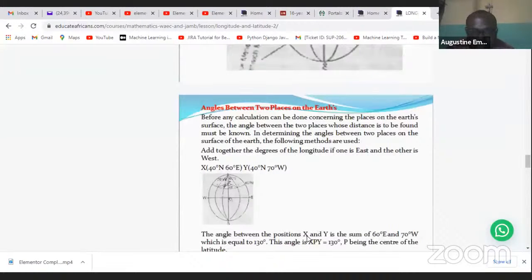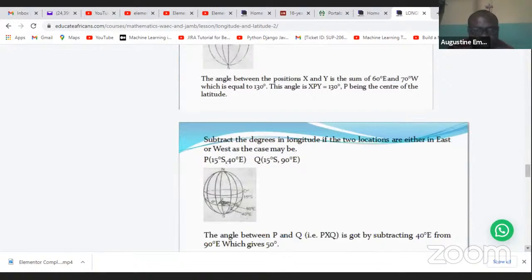So the angle between the 2 points X and Y is the sum of 60 and 70, which is equal to 130. That means the angle is 130. So P being the center of the latitude. So take note of this. So I'm going to go down.